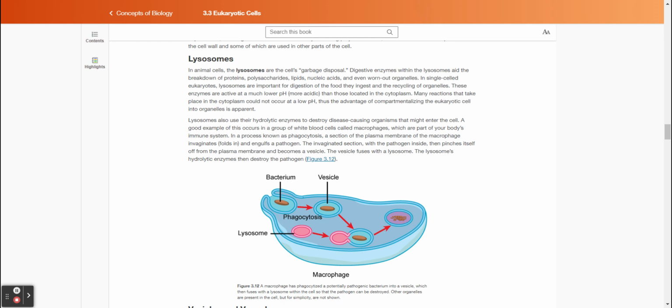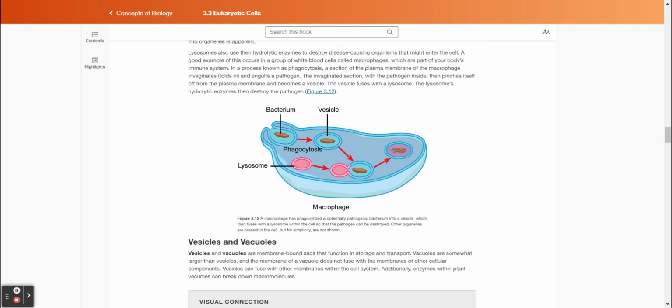These enzymes are active at a much lower pH, more acidic, than those located in the cytoplasm. Many reactions that take place in the cytoplasm could not occur at a low pH. Thus, the advantage of compartmentalizing the eukaryotic cell into organelles is apparent.